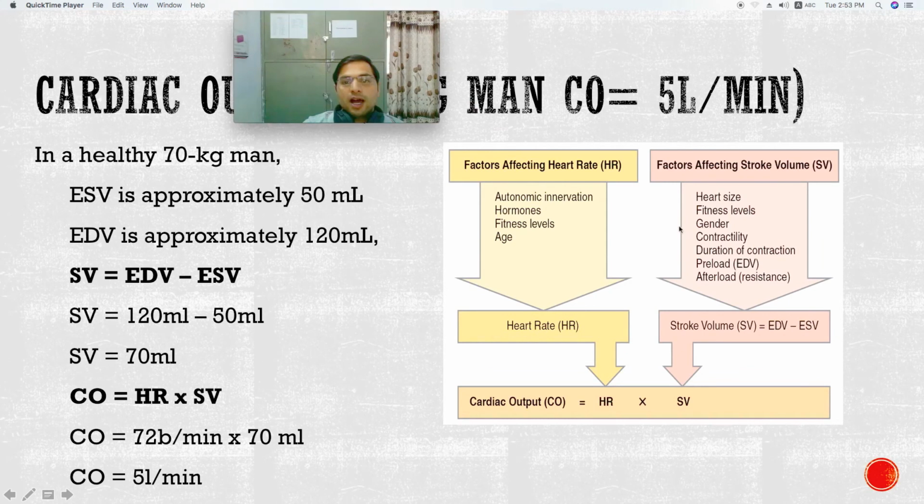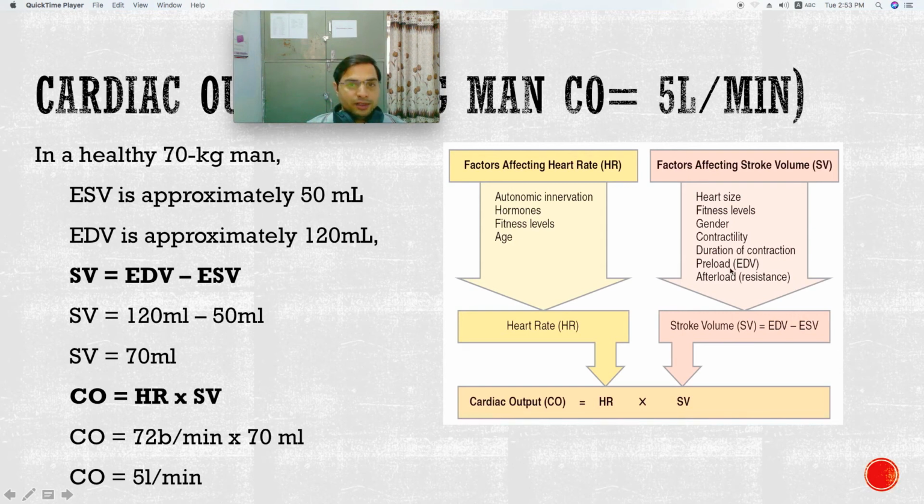Now the stroke volume and heart rate depend on various factors. For example, the autonomic nervous system and hormones, which we have already talked about, fitness levels, and age. The stroke volume also depends on factors like contractility of the heart, that means the myocardial tissue, how much it can contract, whether the myocardial tissue is healthy or not. Then the preload, the end diastolic volume. If end diastolic volume is more, let us say from 120 it is 150, then definitely the stroke volume will increase. More blood in the ventricle before systole leads to more stroke volume.